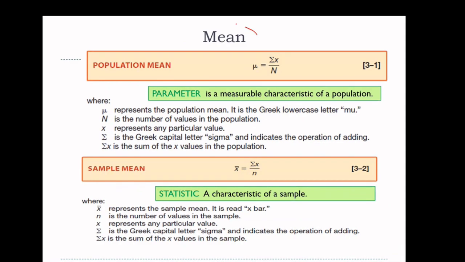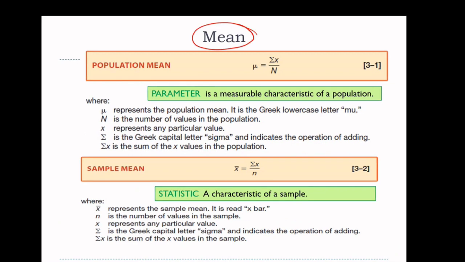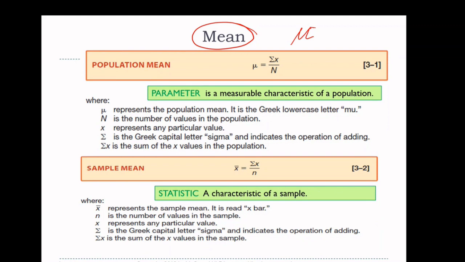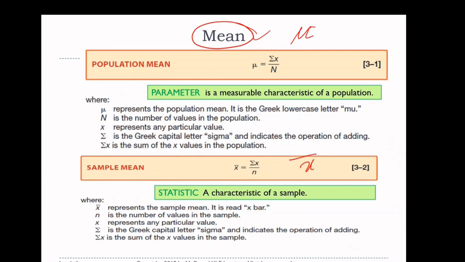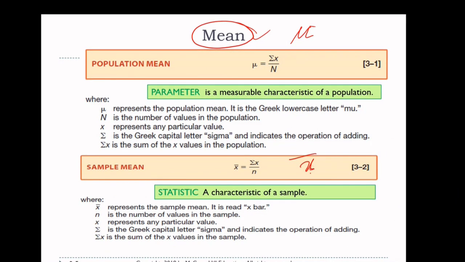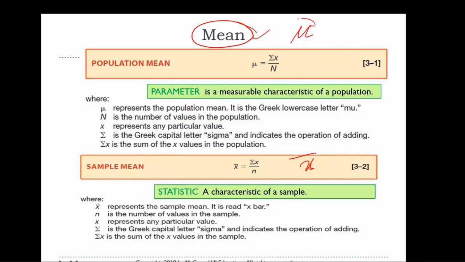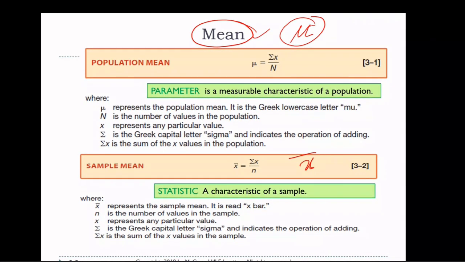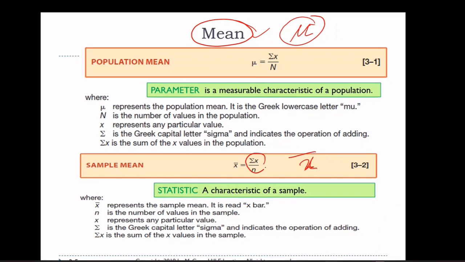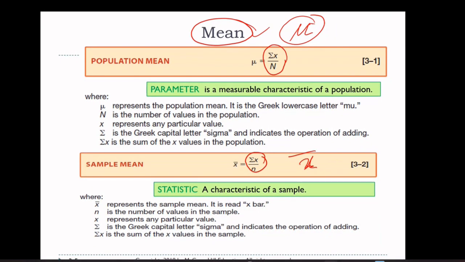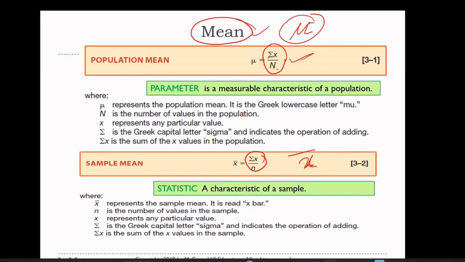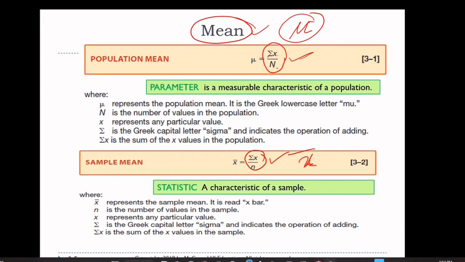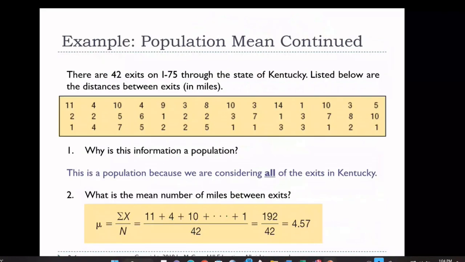How to calculate the mean? The mean is denoted by mu if we are dealing with a population, or by x bar if we are dealing with a sample. It's the same formula either way: the sum of all data divided by its number. This is for the arithmetic mean.